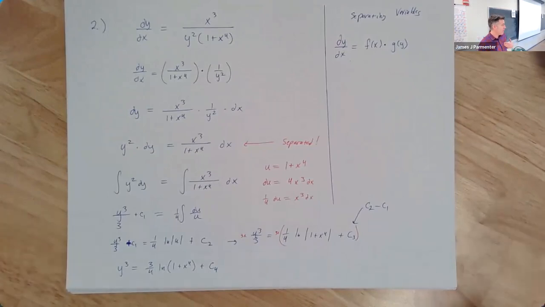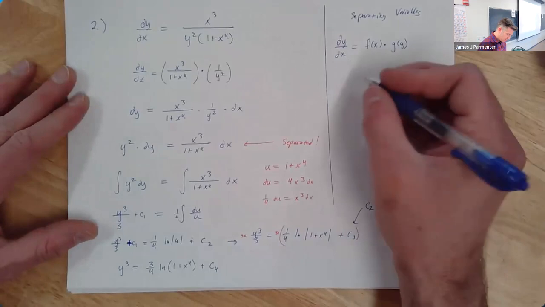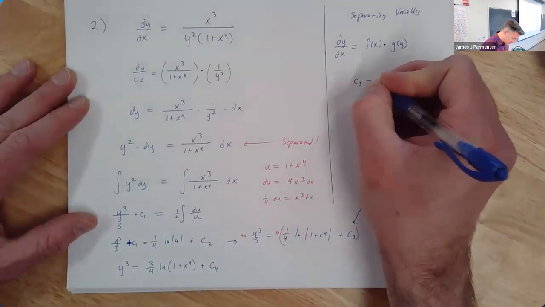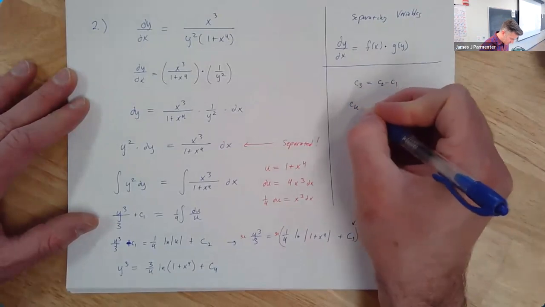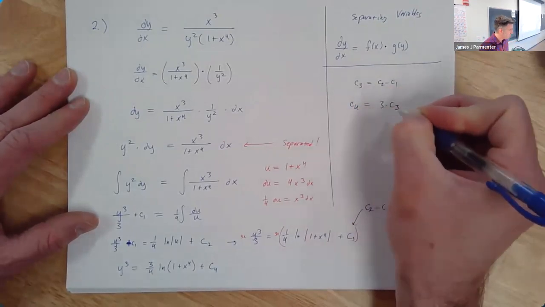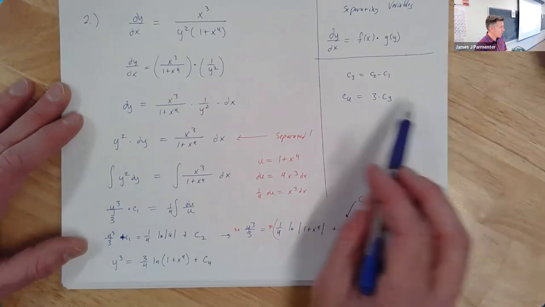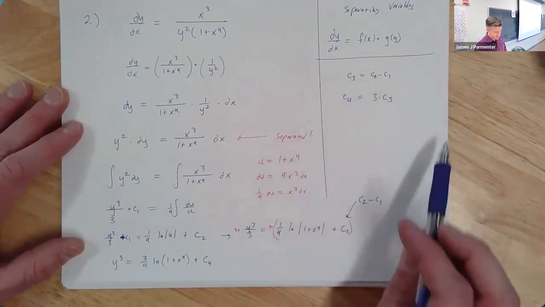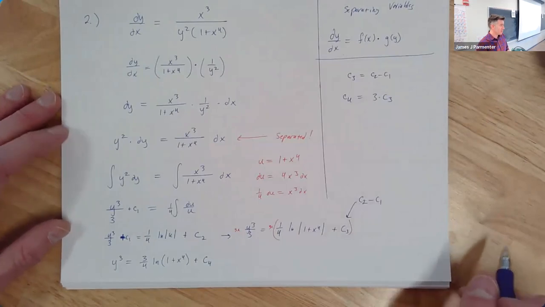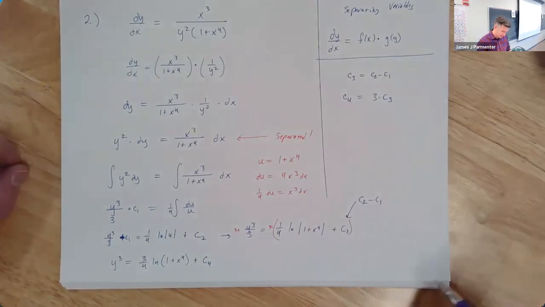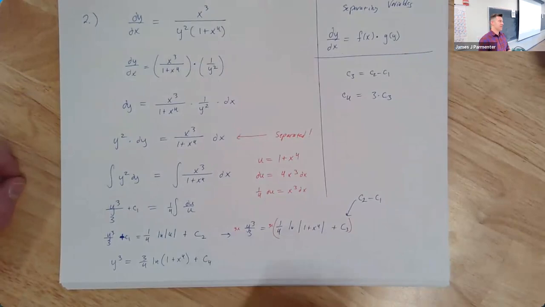I'm just calling it c4, so I'll say, right, we know that c3 is really equal to c2 minus c1, and that c4 is really equal to 3 times c3. There's no need at all to keep track of this. I just want you to be convinced that it's okay to do it. Because what your teacher is probably going to do is just call them all C. They're probably like, well, that's C, and then 3 times C is still C. It's just a different C. But it's okay to label them with these subscripts as well. I kind of like it because it helps me keep track of what's happening.